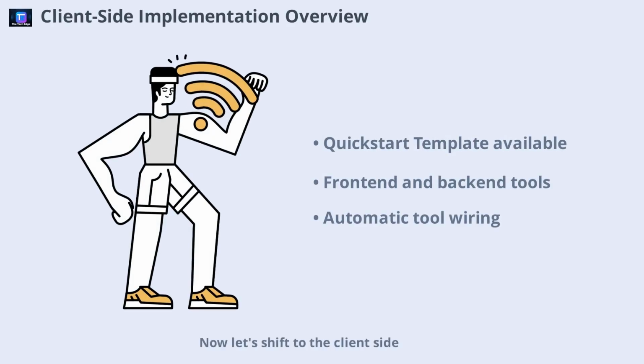Now, let's shift to the client side. To create a user-facing application, you can start with the Quick Start template from the official AGUI repository. AGUI supports two types of agent tools: front-end tools, which execute directly in the browser, and back-end tools, which run on the server. This abstraction allows back-end engineers to focus on logic, while front-end tools are automatically wired into user messages. The result is a powerful, flexible user experience.